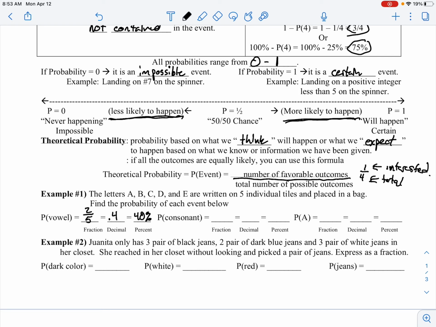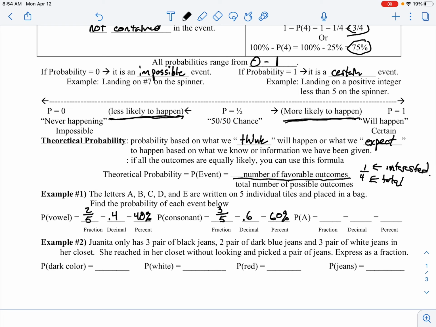Now, what's the probability of drawing a consonant? Well, if 2 are vowels, that means the rest are consonants, right? So there's still 5 letters in there. And how many consonants are there? Well, there are 3. So as a decimal, that will be 0.6, and as a percent, 60%. So 3/5 is the chance I have to draw a consonant out of that bag.